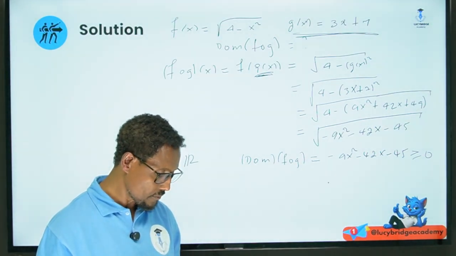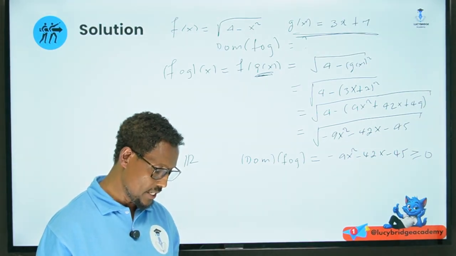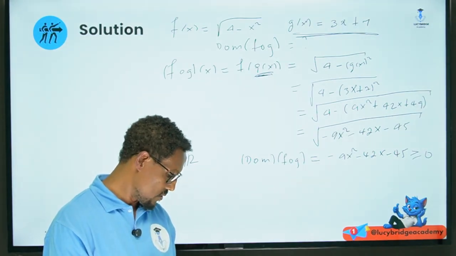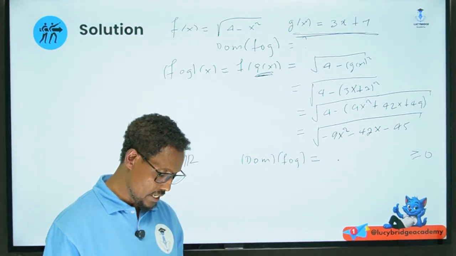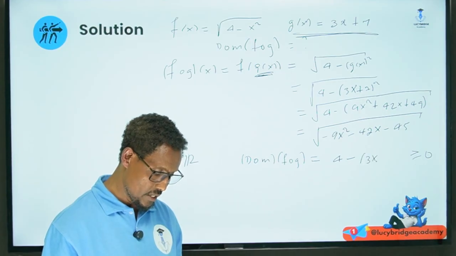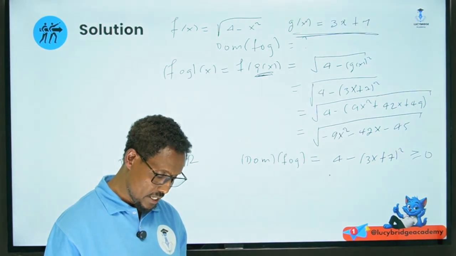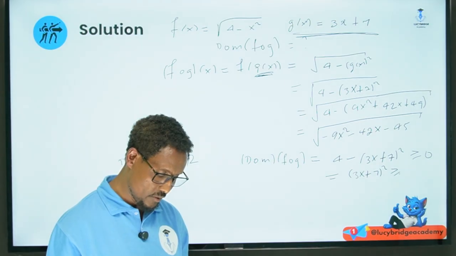Now, this means, or simply, we can take the one there. We can take this one to make the work easier: 4 minus 3x plus 7, we can take the whole square. This means (3x plus 7) the whole square must be greater than or equal to 4.